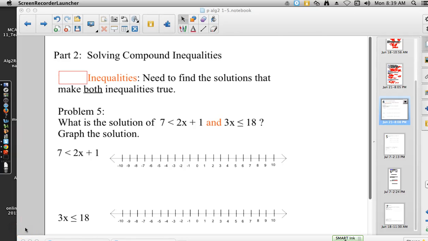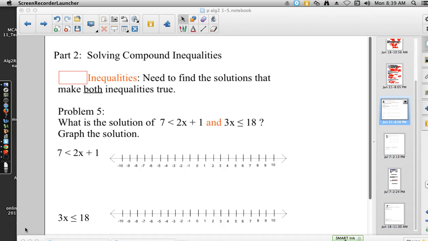These are the lesson notes for Algebra 2, and this is for the second day of Section 1.5. This is also the day when we will take a little quiz, and the quiz is basically on Sections 1.2 and 1.3. So we're going to be solving compound inequalities.